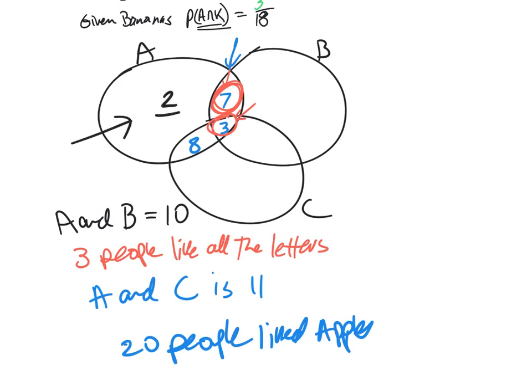All right, notice almost none of those numbers went directly into the chart. The only one that did was the middle one, when I said all 3 people like all the letters. That's the only number that went directly into the chart. Otherwise, they were made up of 2 or 3 numbers getting added together.